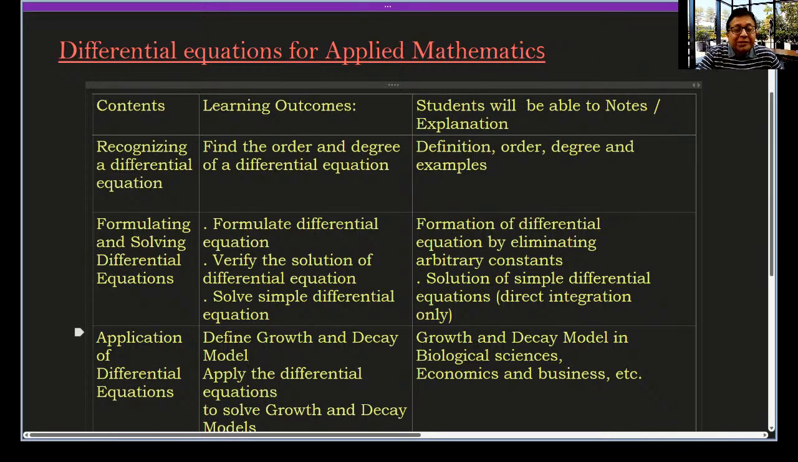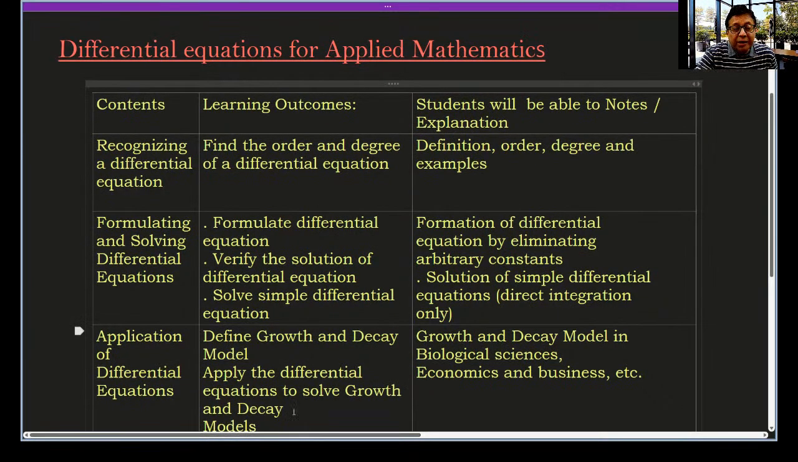But a radioactive substance normally decays with time. That's why it will come under the decay model. And if there are natural calamities, then population growth also decreases. That also comes under the decay model. If anybody suffers loss in the business, that also will come. The amount of money goes on decreasing, or profit goes on decreasing. That also comes under the decay model.